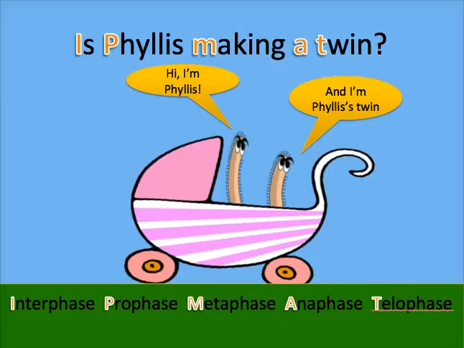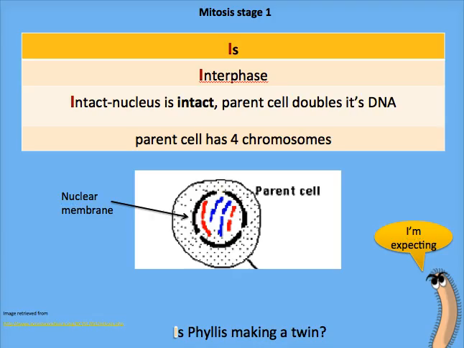Mitosis occurs in 5 steps, which can be easily remembered using the acronym "Is Phyllis making a twin." The 5 steps are interphase, prophase, metaphase, anaphase, and telophase. Remembering our acronym, "Is Phyllis making a twin," we start with the letter I for "is."